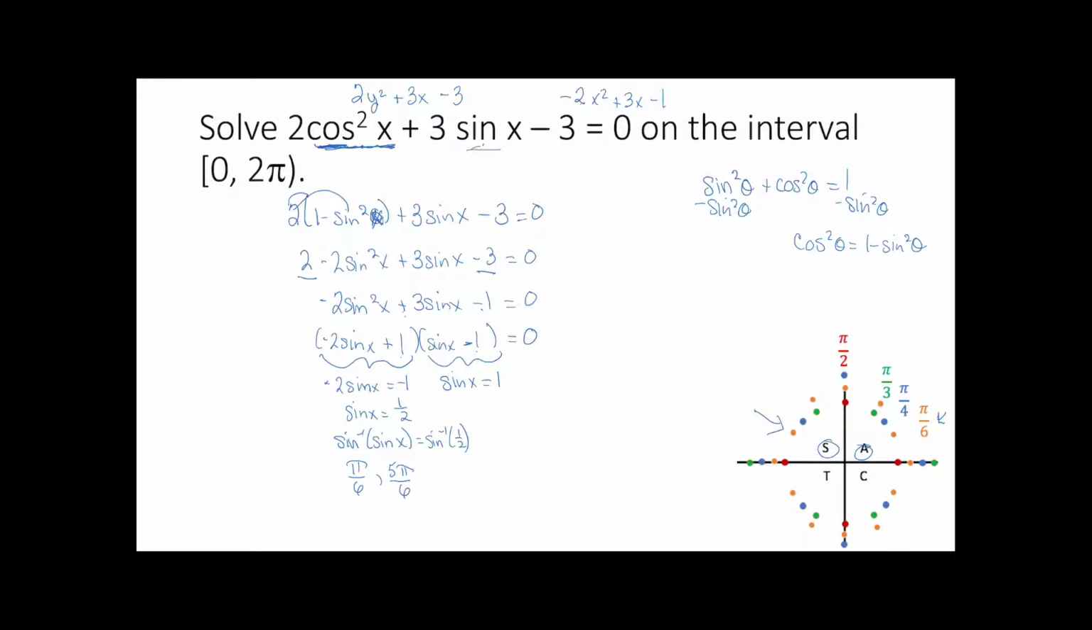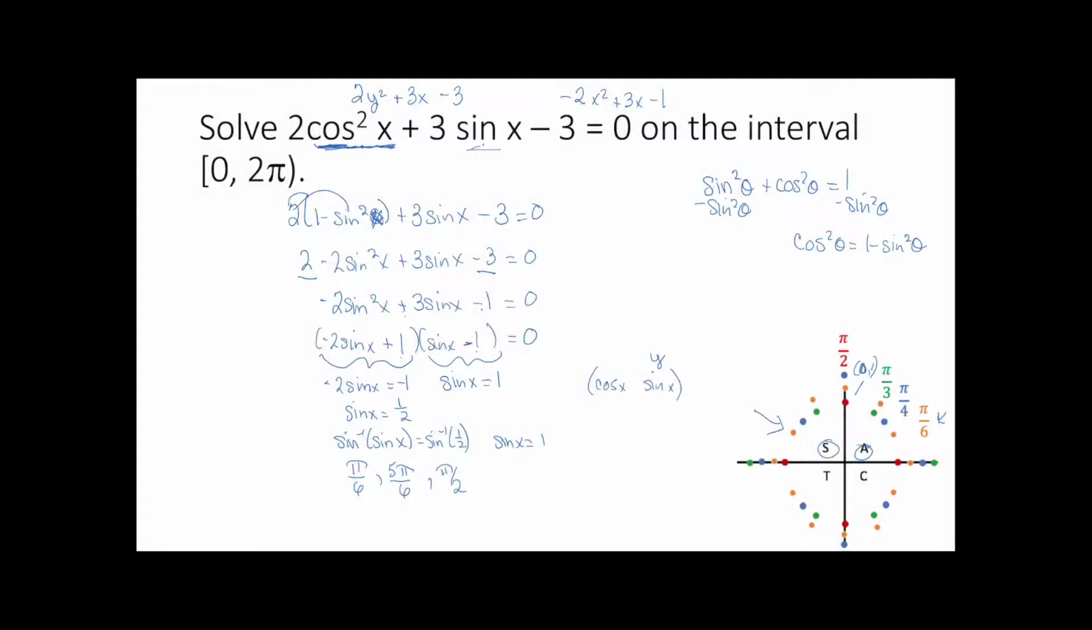And then we ask ourselves, where is the sine of x equal to a positive 1? In our ordered pairs, it's cosine, sine, and the y-coordinate is the sine. So we ask on the unit circle, where would the sine be a positive 1? And that's going to be up here at the ordered pair 0, 1. And so that would be a pi over 2.